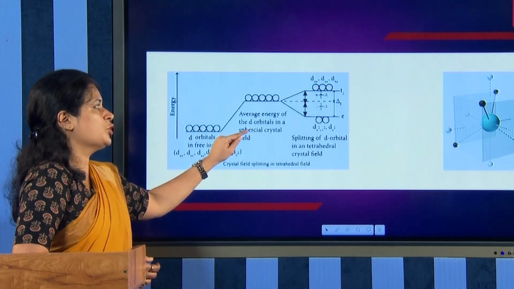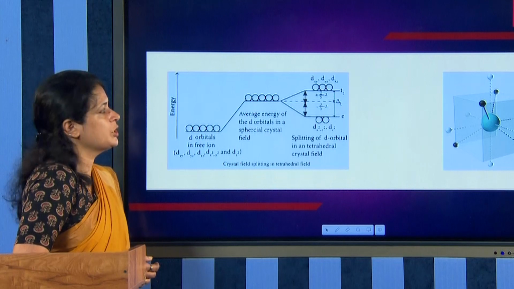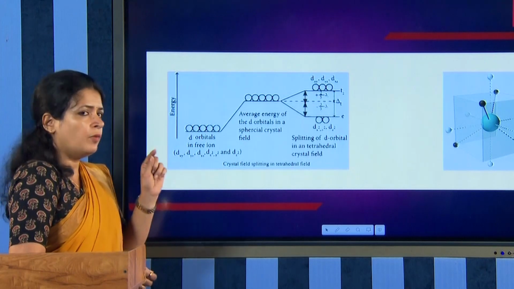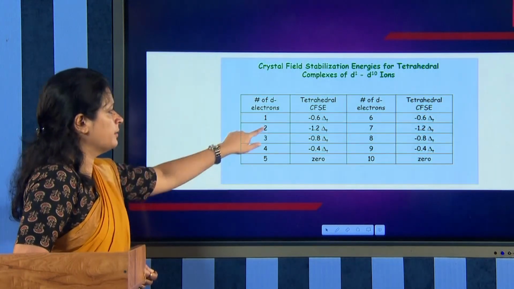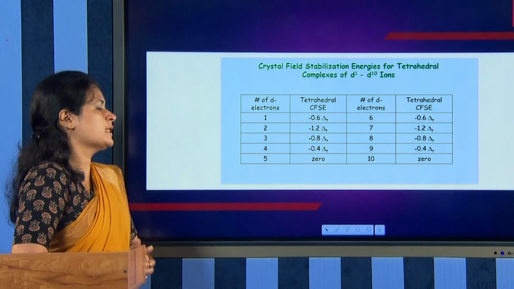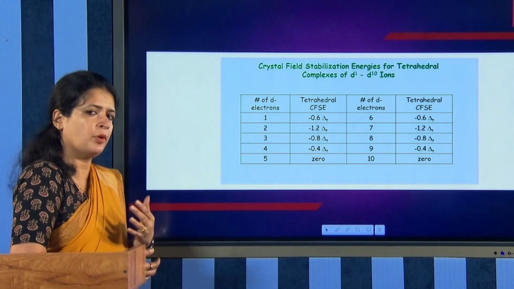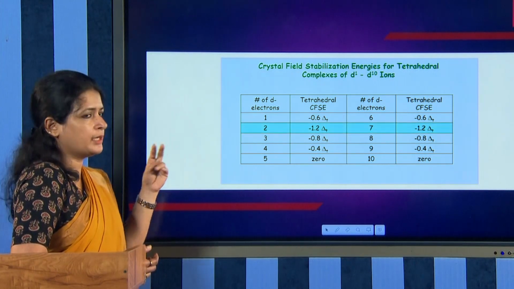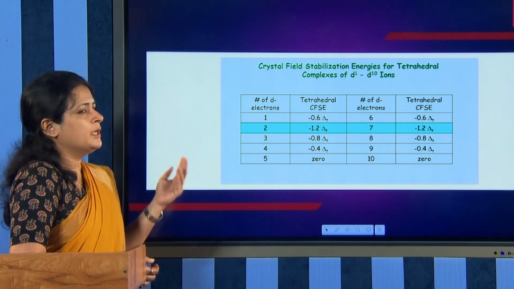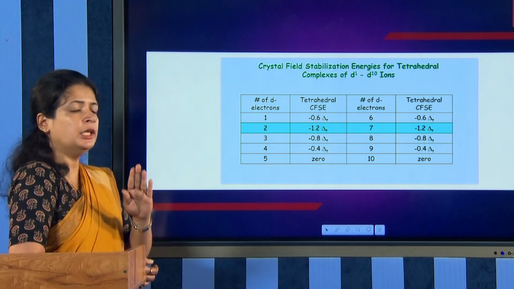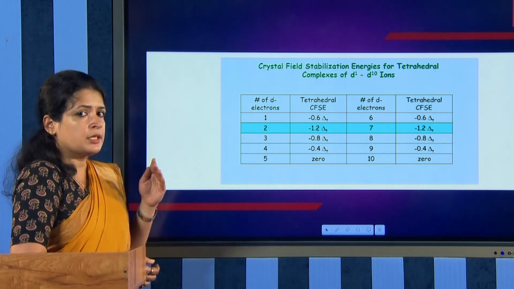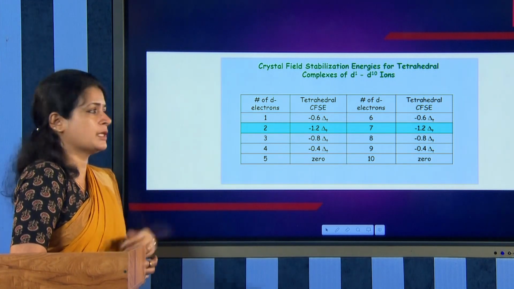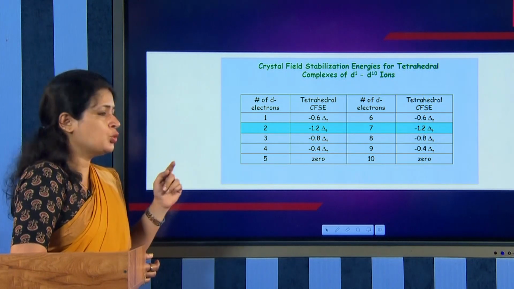So that electron should be multiplied with the stabilization energy, that is minus 3/5 delta T, which is minus 0.6 delta T. So 1 into minus 0.6 delta T is minus 0.6 delta T. That is the case of d1. When we move to the d2 case, that is 2 electrons in the d orbitals, the 2 electrons will be occupied in the E only, and the stabilization energy is minus 0.6 delta T. There are 2 electrons, so 2 into minus 0.6 gives minus 1.2 delta T.